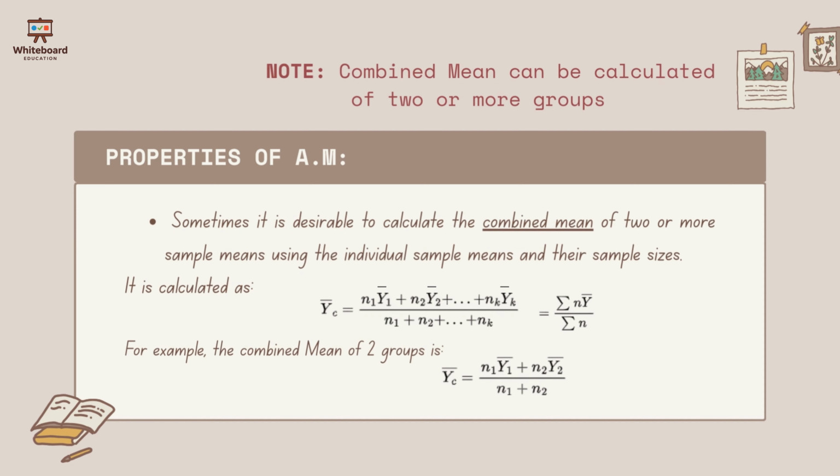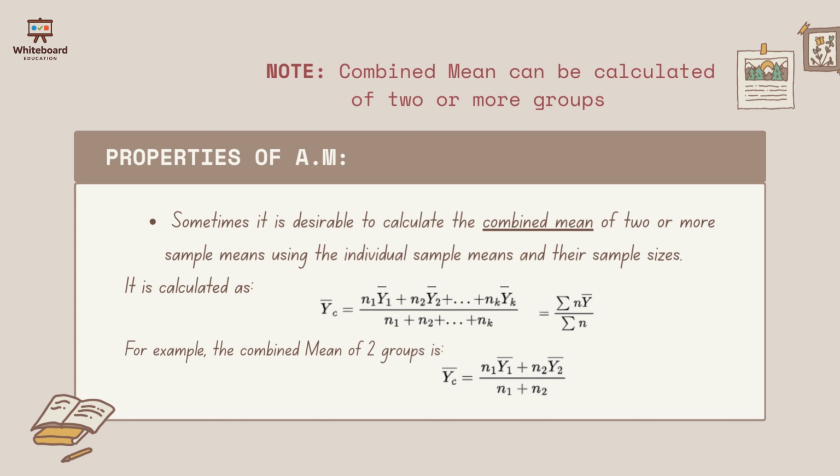Sometimes it is desirable to calculate the combined mean of two or more sample means using the individual sample means and their sample sizes. It is calculated as: Y bar subscript C equals N1 Y1 plus N2 Y2 till Nk Yk divided by N1 plus N2 plus till Nk. Which, when taken as a summation, turns into summation N y bar over summation N, i.e. the total observations of all the sample means.